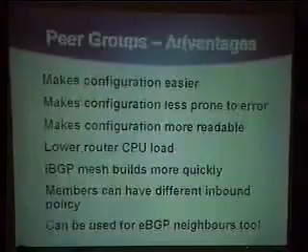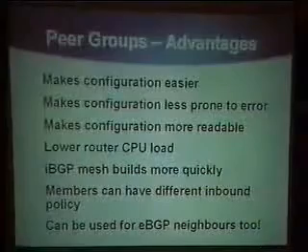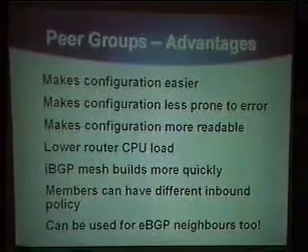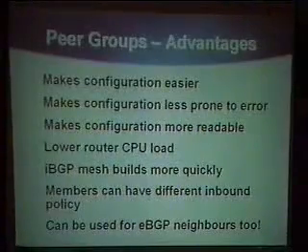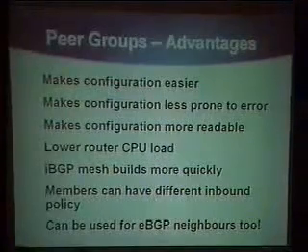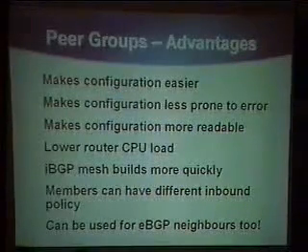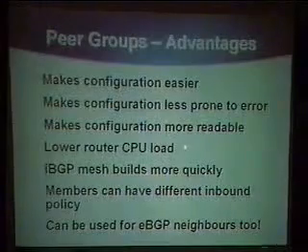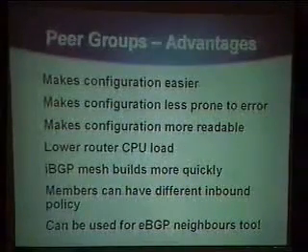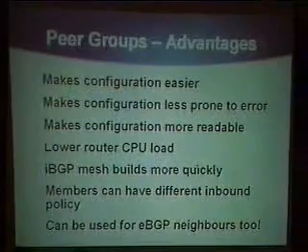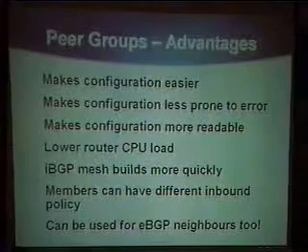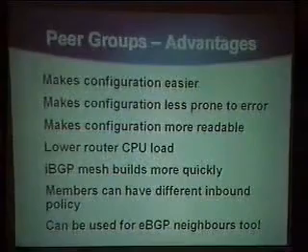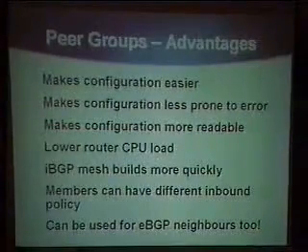So, advantages: it makes the configuration easier. Many configuration errors were made before peer groups were there. When you're looking through long, long lines of code, it's very easy to miss that one line that's breaking your entire backbone. So it makes configuration easier, less prone to error, a lot more readable, substantially reduces CPU load on the router, and builds a mesh very quickly. Certainly when we were doing the comparison, building a mesh in 30 seconds compared with 15 minutes was a big win for us. It only applies for outbound.